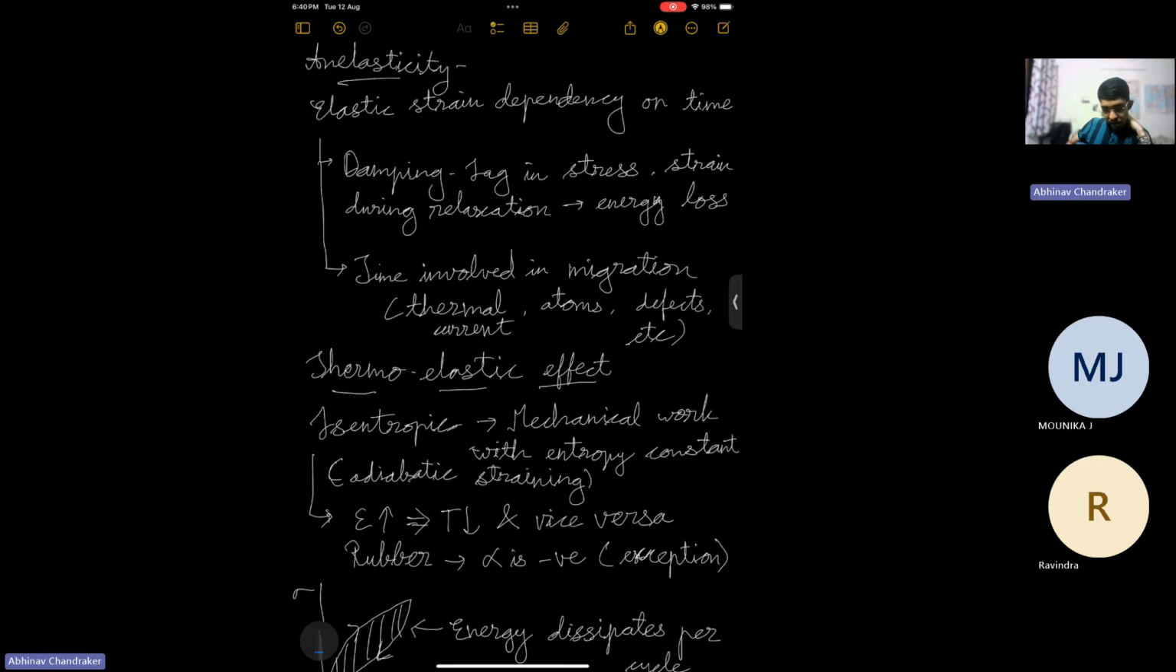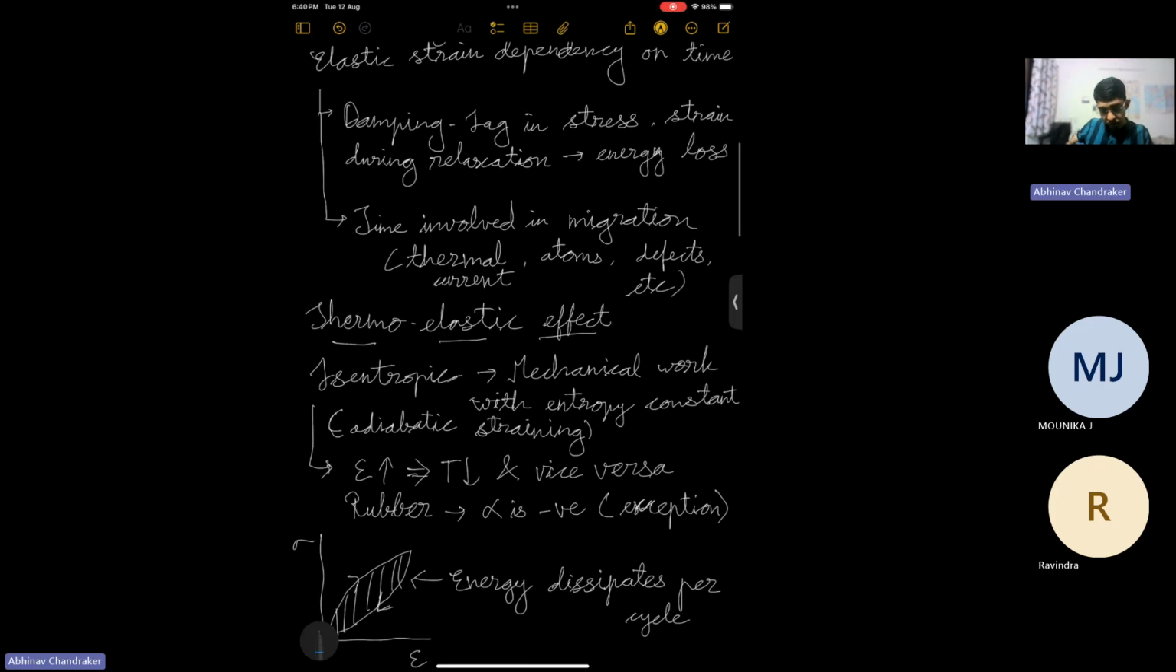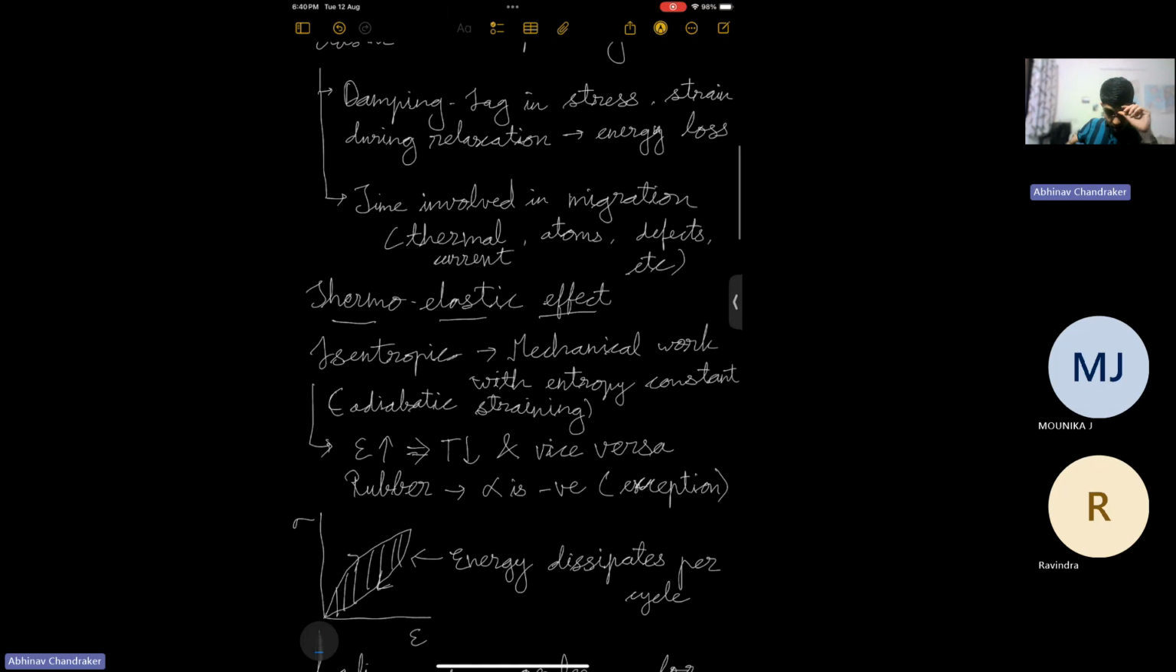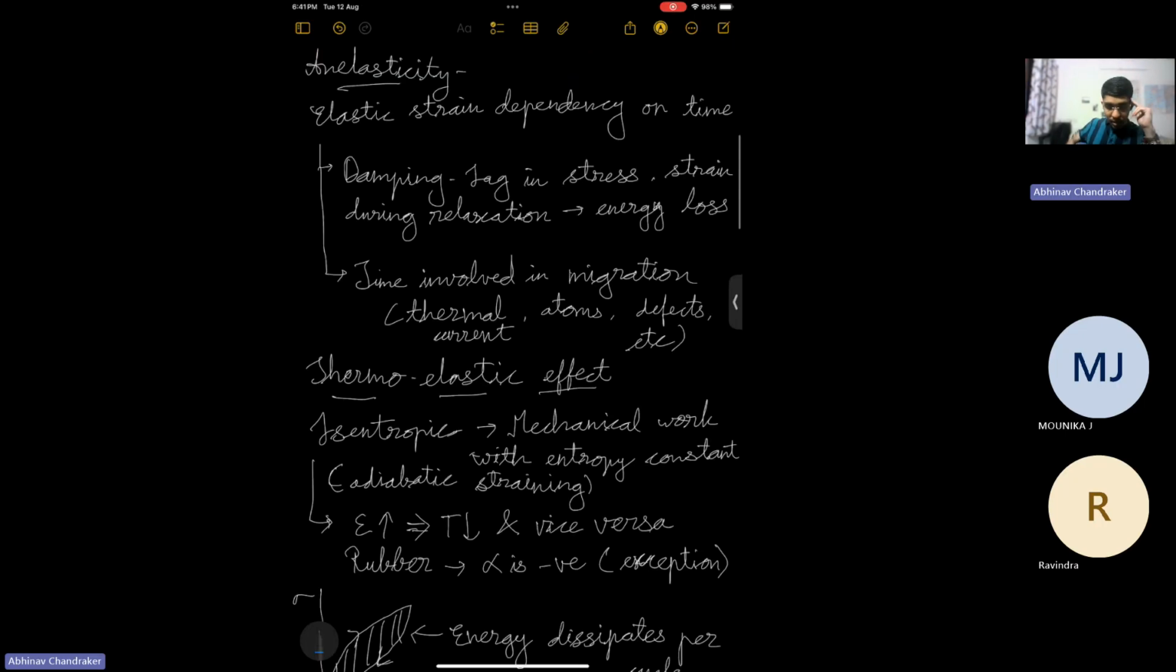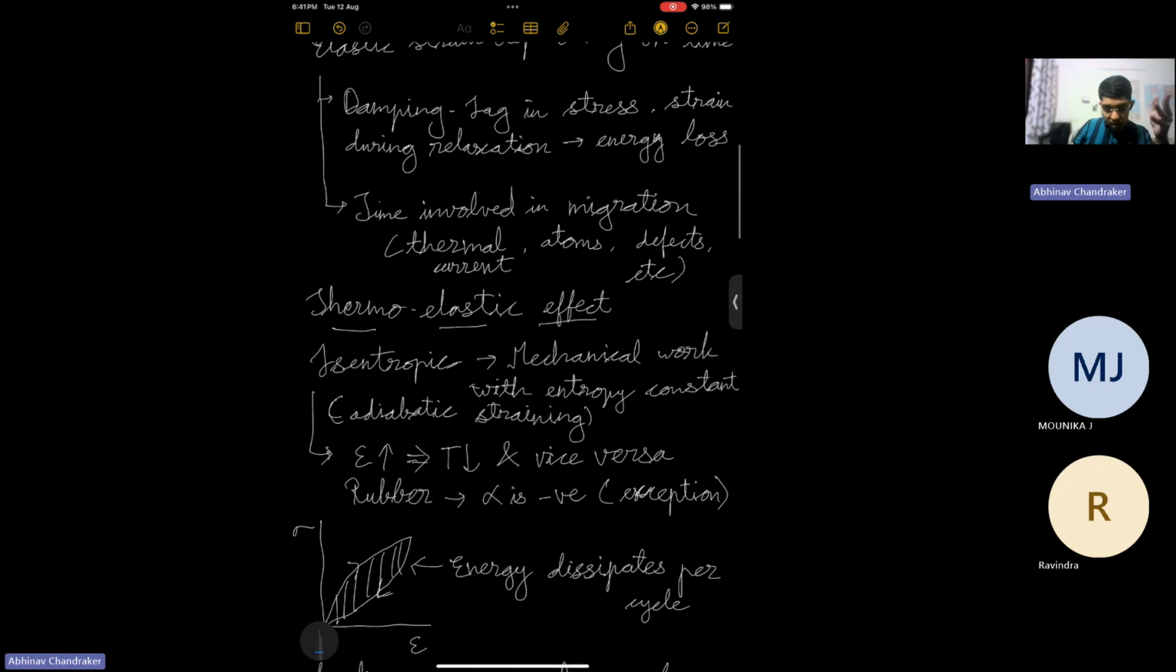Anelasticity refers to elastic strain dependency on time. This is often seen as a damping effect. In the presence of anelasticity, you have a lag between the stress and the strain portions of the stress-strain curve. So even if you apply stress, the strain takes time to be applied. It is time dependent, and this especially occurs during relaxation when you have removed the stress. And this is associated with energy loss.